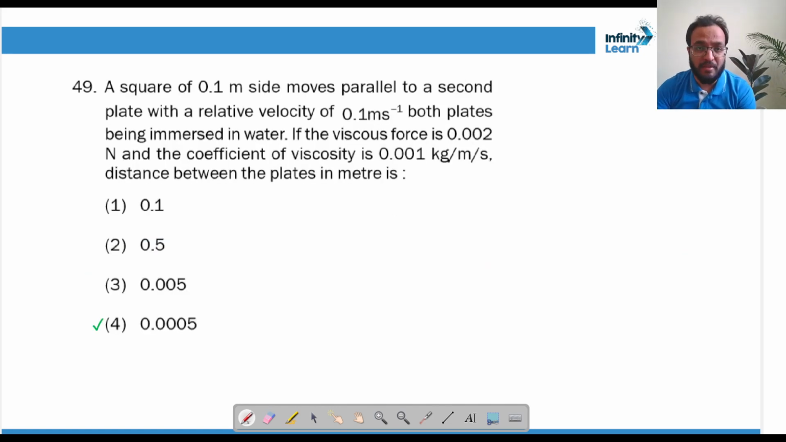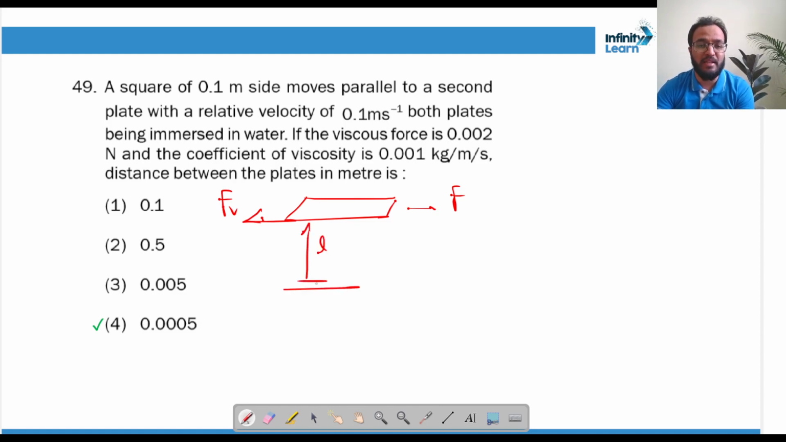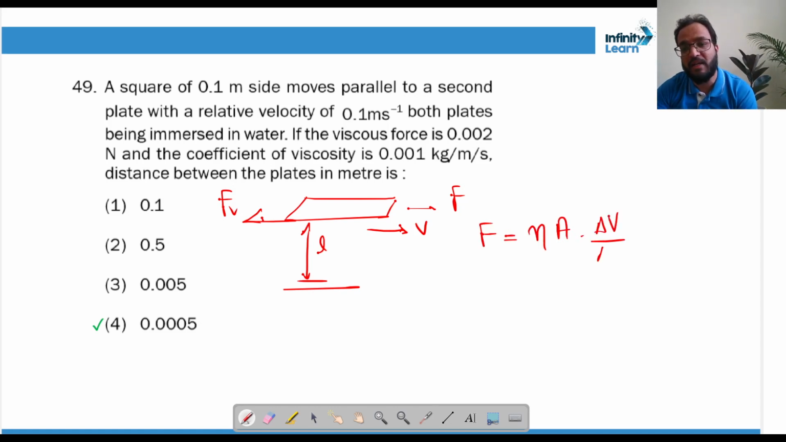49. Simple. This is a square plate they have given. Okay. Viscous force is given to you. Let's say length is L. This gap is L. And it's moving with velocity V. We know the formula. F is equals to eta A into delta V by delta y. Right. Now you tell me, force is given. What is the force?